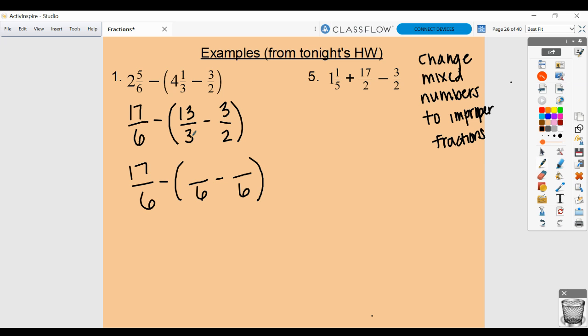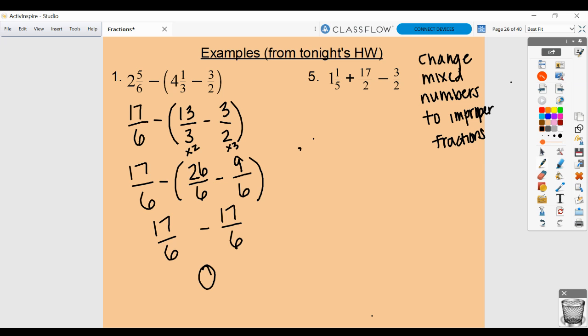So 3 to 6, you multiply by 2. So you're going to take 13 times 2 and get 26. 2 to 6, you multiply by 3. So you're going to take 3 times 3 and get 9. Now, you want to do what's inside of the parentheses first. So 26 minus 9 would be 17. And then 17 over 6 minus 17 over 6 is 0.